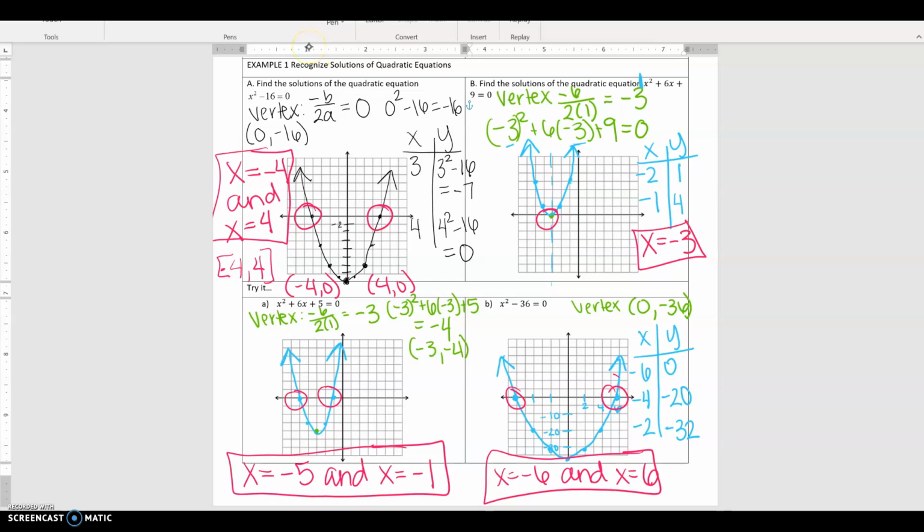So a key thing to remember is when it's asking for solutions, the solutions are called our zeros, which are our x-intercepts. So really important information right there. Okay, so all of our solutions were our x-intercepts, or our zeros. Again, email with any questions.